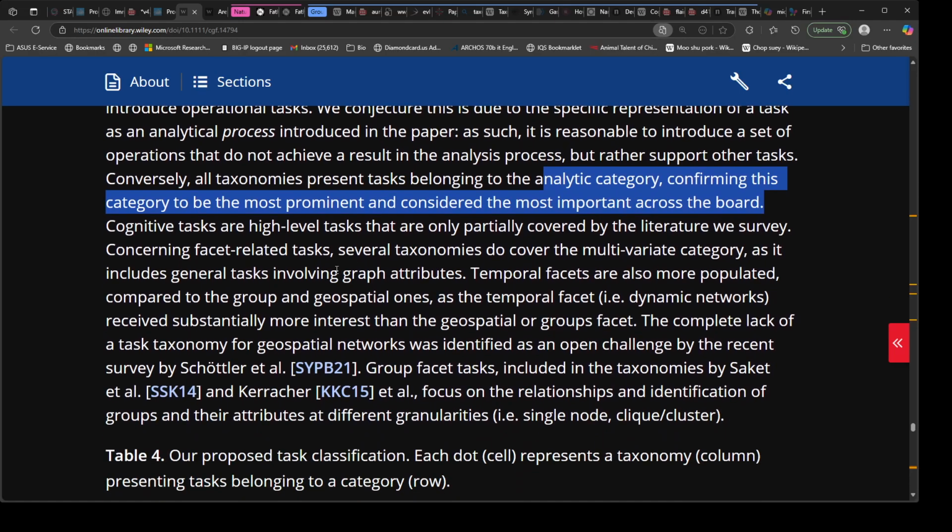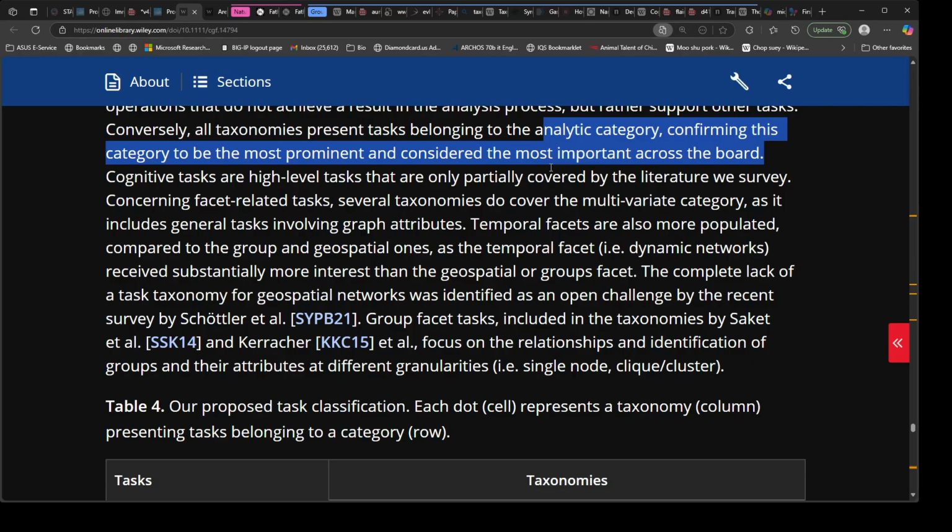Concerning facet-related tasks, several taxonomies do cover the multivariate category, as it includes general tasks involving graph attributes. Temporal facets are also more populated, compared to the group and geospatial ones, as the temporal facet, i.e. dynamic networks, receives substantially more interest than the geospatial or groups facet. The complete lack of a task taxonomy for geospatial networks was identified as an open challenge by the recent survey by Schöttler et al. [SIP B21].